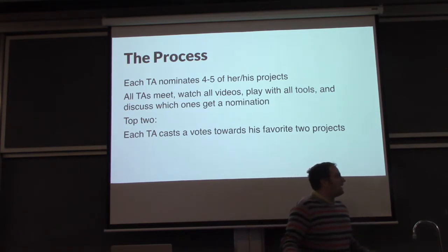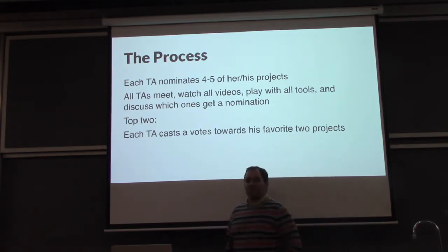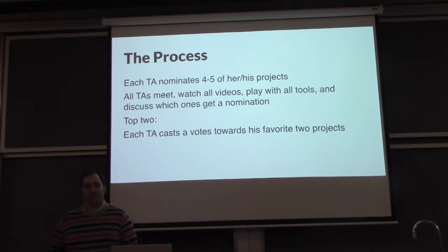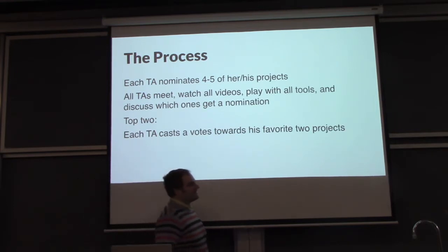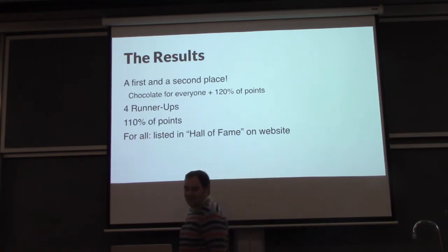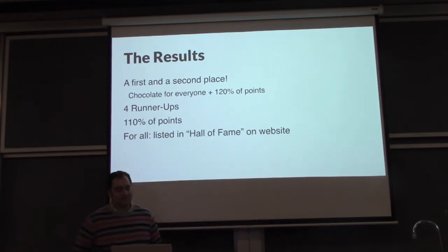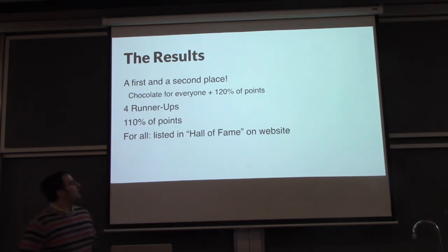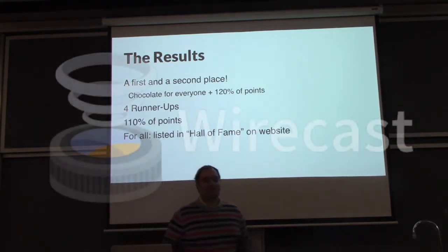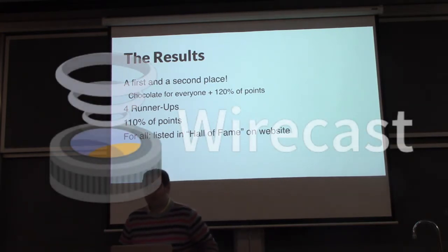Each TA casts a vote for his favorite 2 projects, and it was a very unanimous decision for both number 1 and number 2 this time. So the result is we have a first and a second place. They get the chocolate and 120% of the points, and we have 4 runner-ups. And all of these projects will be listed on the Hall of Fame on the website for many years to come.